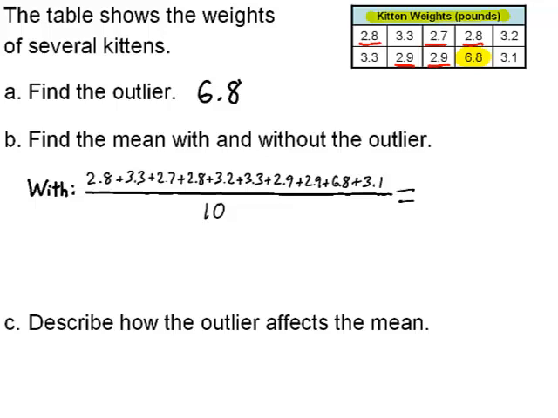Start to simplify by finding the sum. The sum of all the numbers is 33 8/10. When we divide by 10, you have 3 38/100.